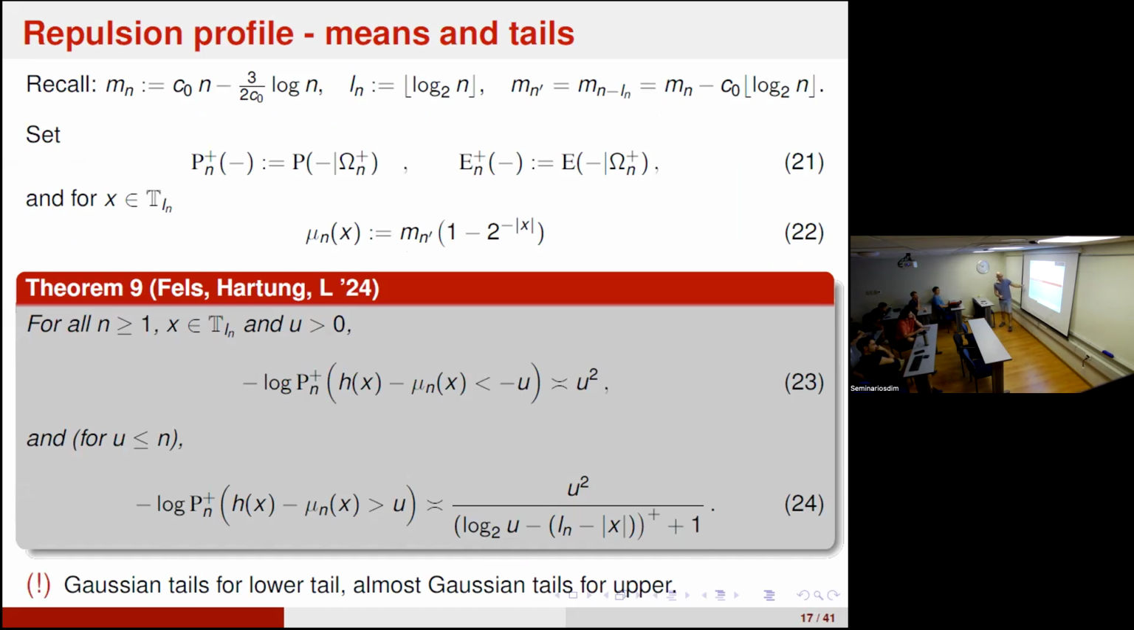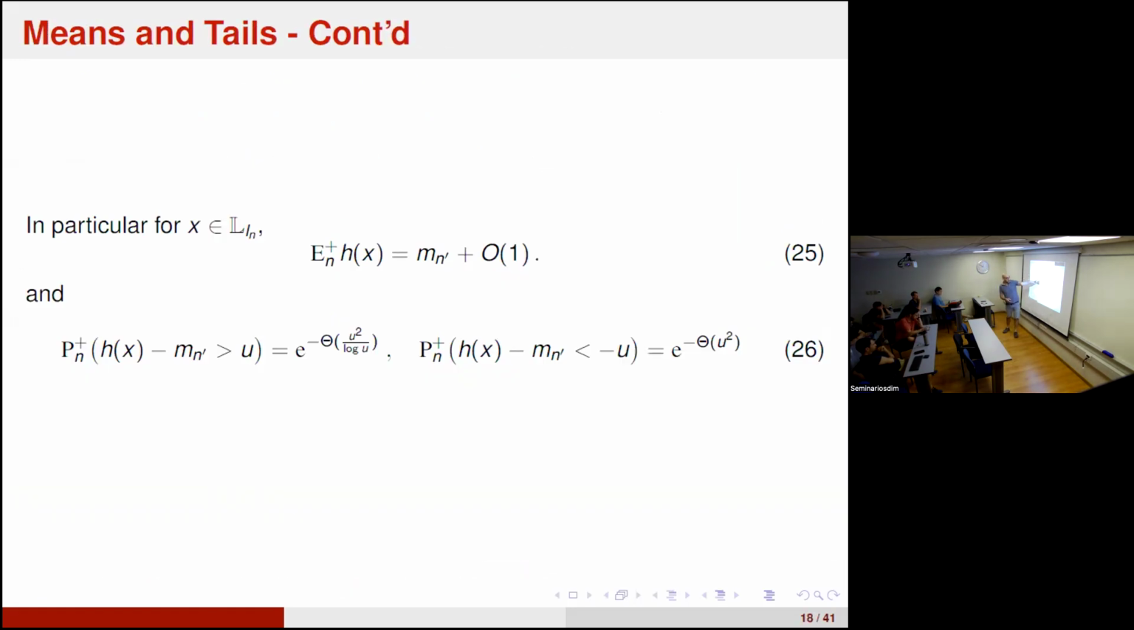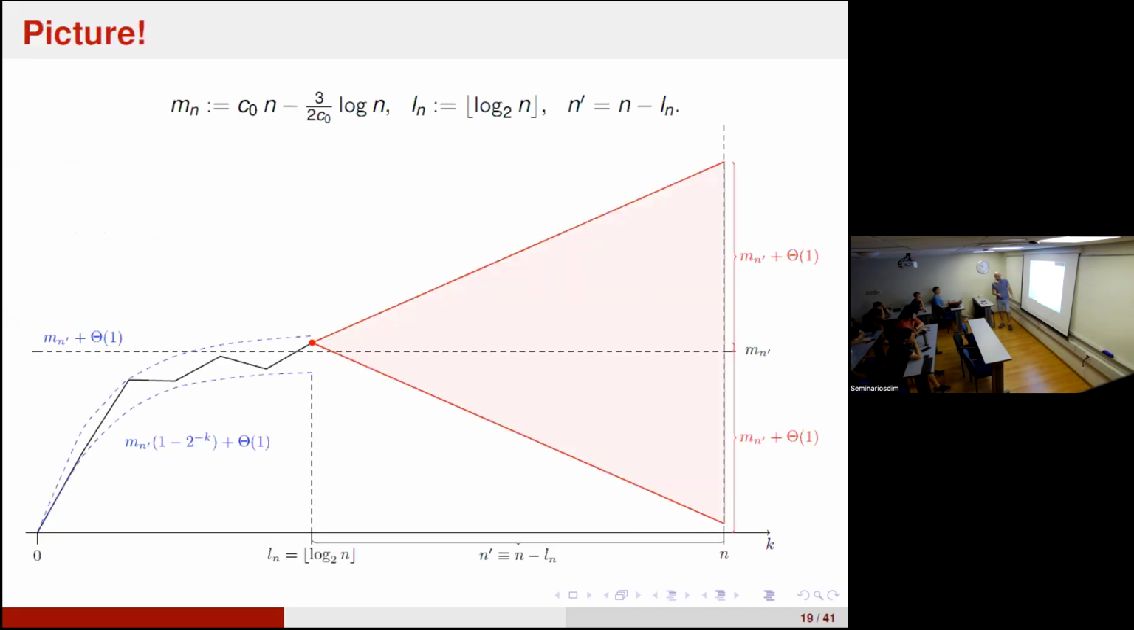So this tells you about one vertex. In particular, the mean height that I said now is not just true at generation l_n, it's also true at the leaves, and I'll have a sharper result later. At generation l_n, the mean height is m_n', so it's lower than the order of the minimum, and you have these Gaussian and almost Gaussian tails.